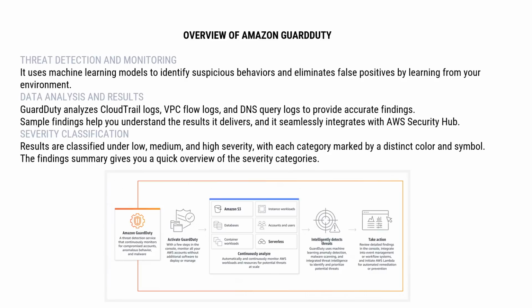Results are classified under low, medium, and high severity, with each category marked by a distinct color and symbol. The findings summary gives you a quick overview of the severity categories.